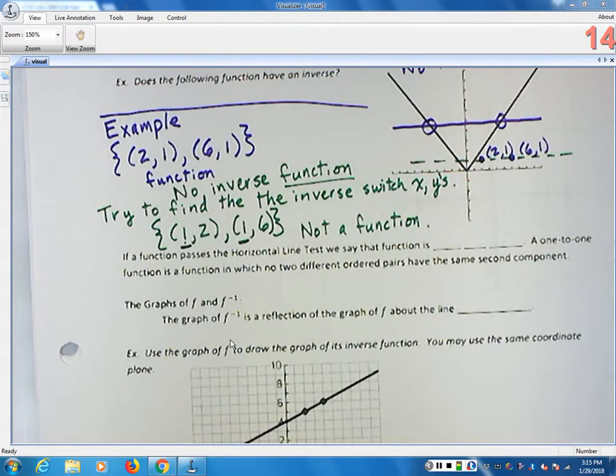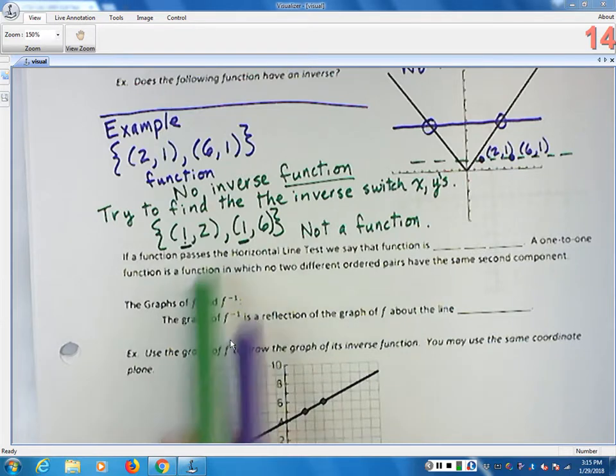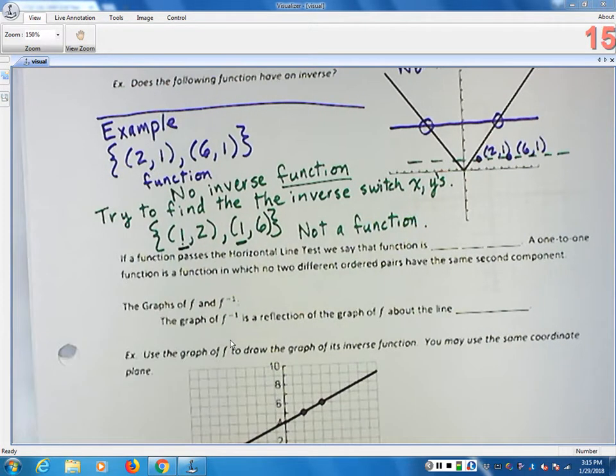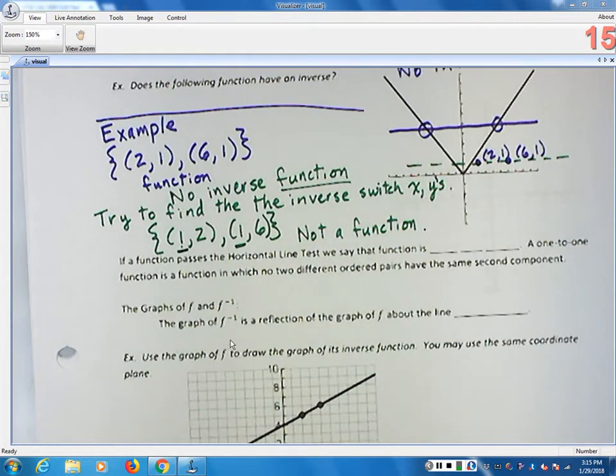But we've shown if you have an equation how to find the inverse function, but if you have ordered pairs, how do you find the inverse? You can switch your x's and y's. But if what you get is not a function, then the original function does not have an inverse. Or you could do the horizontal line test for inverses on the original function. Did I confuse you?